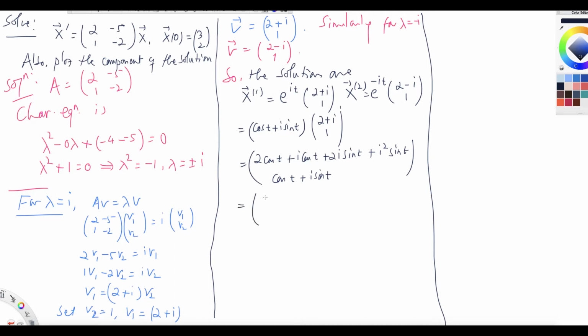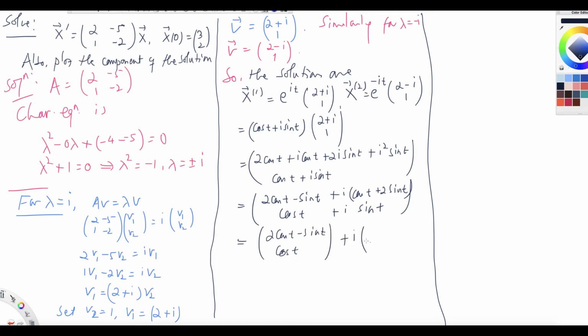So what you get there is 2 cosine t minus sine t plus i times cosine t plus 2 sine t. That's what you get. And cosine t plus i times sine t is the second component. You see that? So you can separate them as 2 cosine t minus sine t and then cosine t, this is one matrix, plus i times, that will be u plus iv, right? Cosine t plus 2 sine t, and then sine t. So this is in the form of u plus iw.